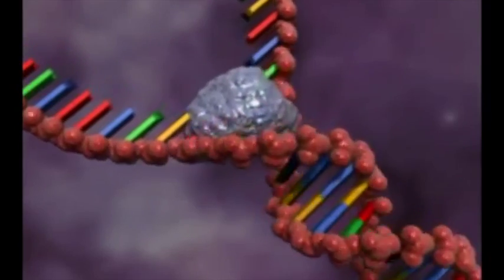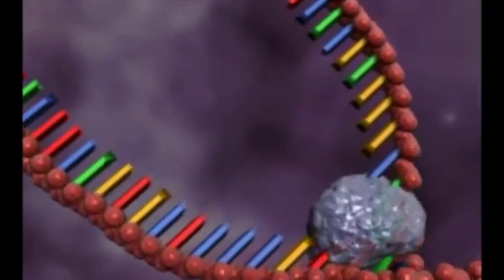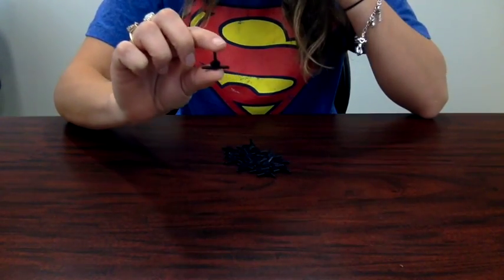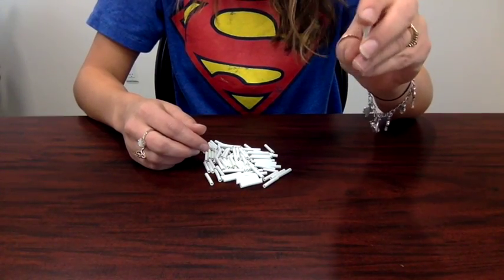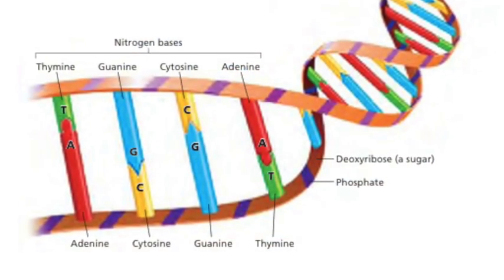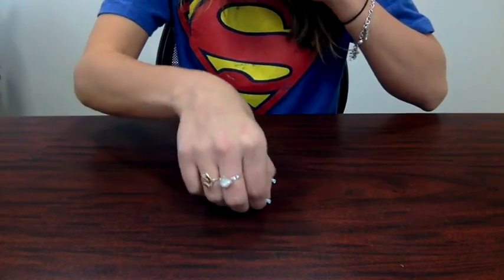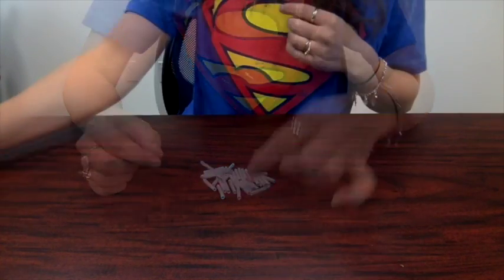The side rails of the ladder are constructed of the phosphate and deoxyribose sugar portions of the nucleotides. The irregular black piece represents a deoxyribose group. The white tube represents the phosphate group, or the side rails of the ladder. The rungs of the ladder are made up of 4 nitrogen bases. The blue tube represents the cytosine nitrogen base. Cytosine is a single-ring nitrogen base called a pyrimidine.